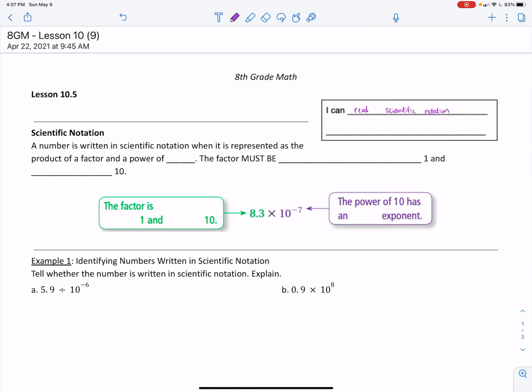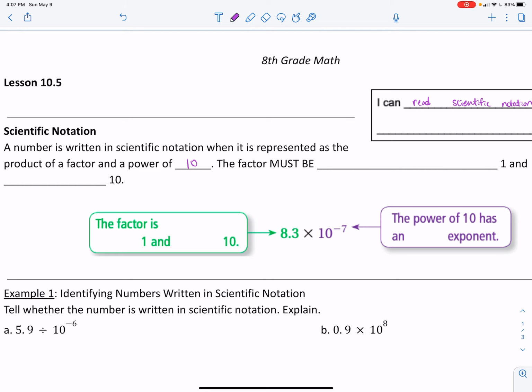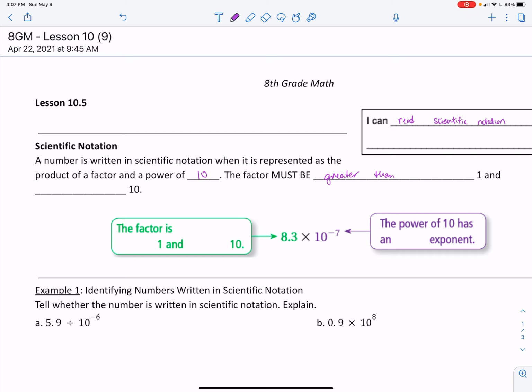Okay, so a number is written in scientific notation when it is represented as a product of a factor and a power of 10. So everything in scientific notation is in the power of 10. The factor must be greater than 1. So the factor is the number in front, and less than or equal to 10.